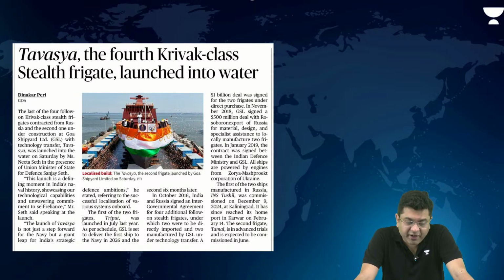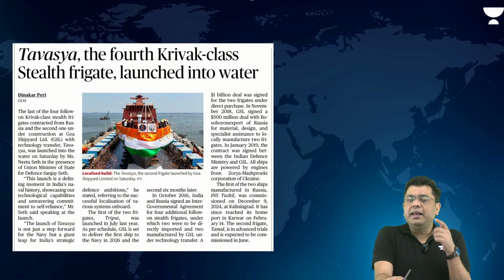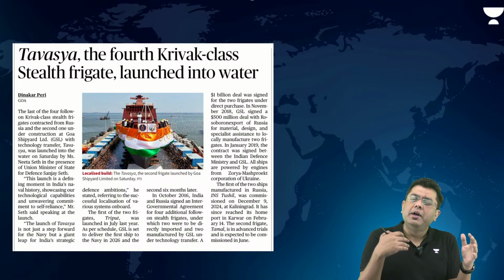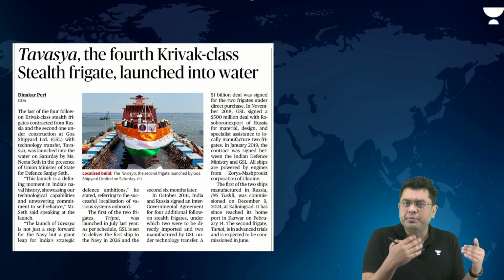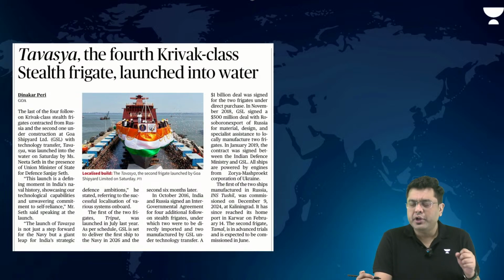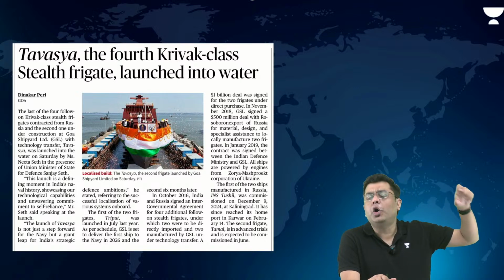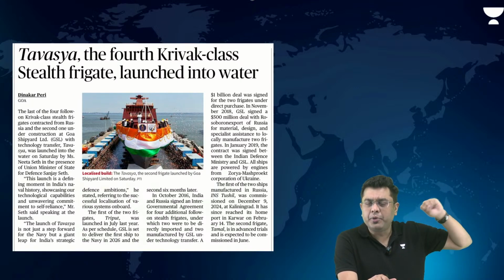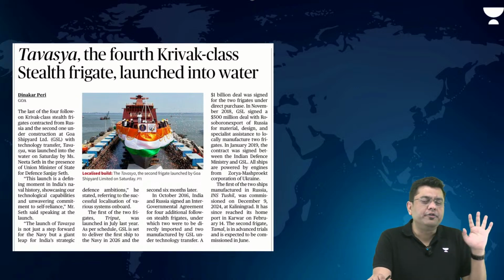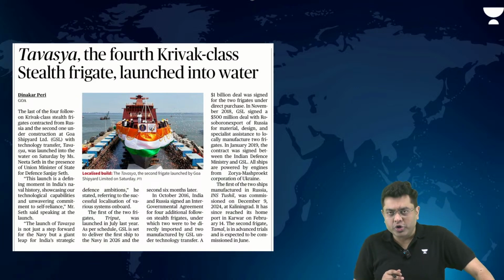Now, Tavasya, the 4th Krivak class stealth frigate, launched into water. Now, Krivak class stealth frigates are basically produced as a result of a $1 billion deal which was made by Russia many years back in order to produce the stealth frigates. Two of these stealth frigates were to be bought off the shelf after being produced in Russia itself, and 2 of them to be manufactured in India following the transfer of technology.